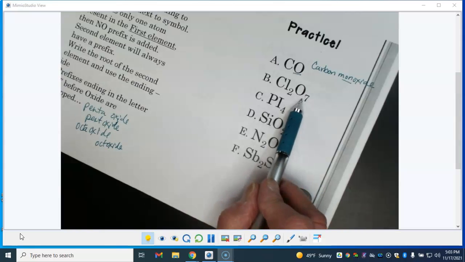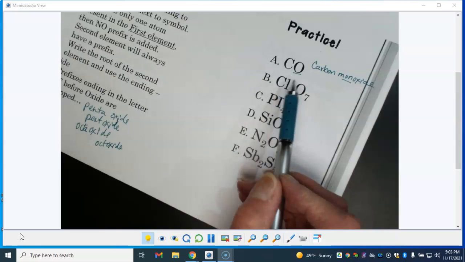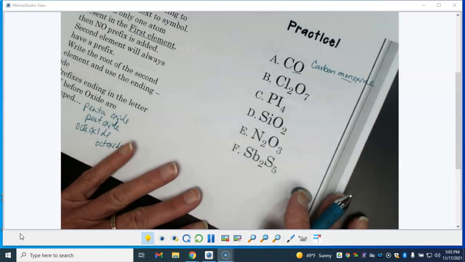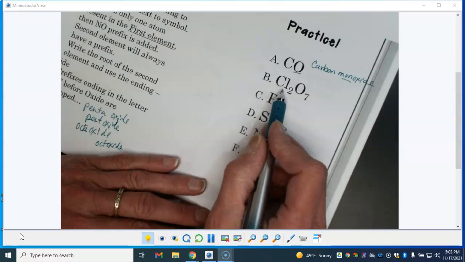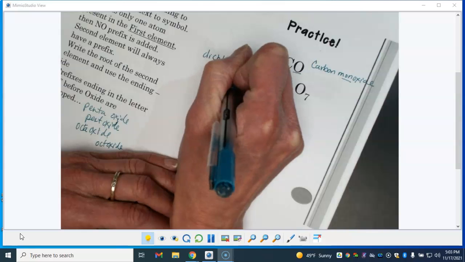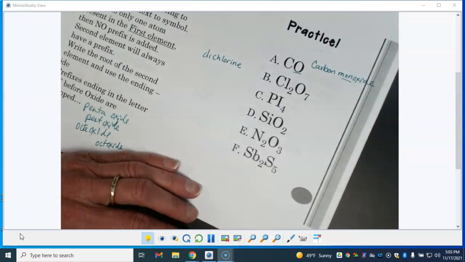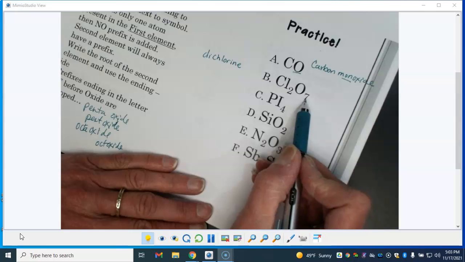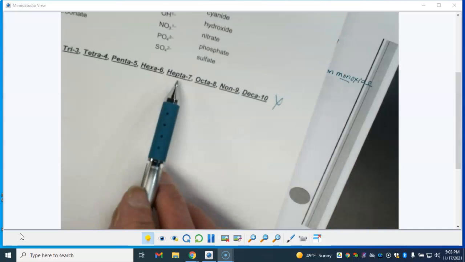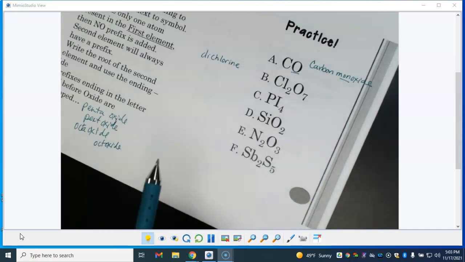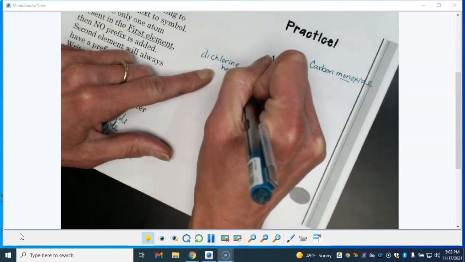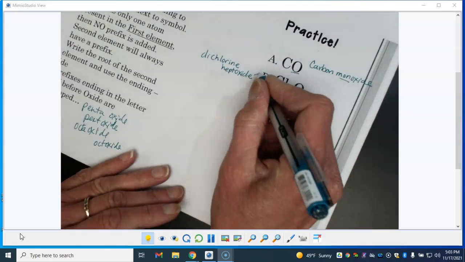So this one right here, we have 2 chlorine. So I'm going to look up here and I'm going to see what prefix means 2, and that's di. So the first thing I'm going to do is I'm going to go ahead and name my first element. And I'm going to say dichlorine. I'm running out of room on my paper. And then I find my number 7. So I have 7 oxygen. So I need to find my prefix for 7, and that's hepta. Don't forget we dropped the A. So it's dichlorine heptoxide for this guy.